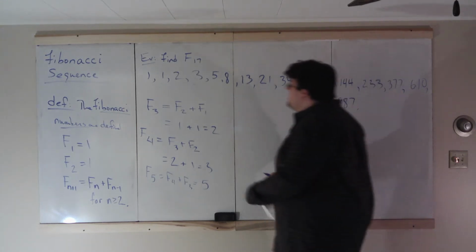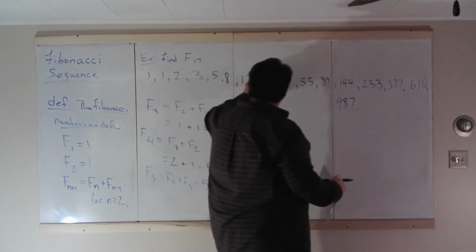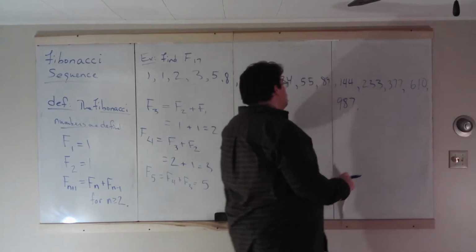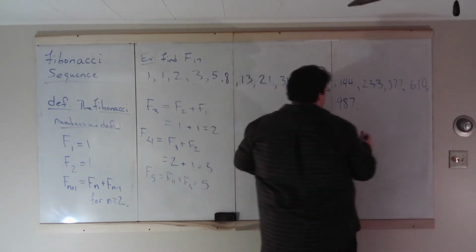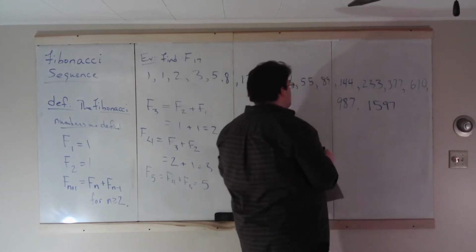Is that enough? How many? We need F17. 1, 2, 3, 4, 5, 6, 7, 8, 9, 10, 11, 12, 13, 14, 15, 16. So the next one is 17. The next Fibonacci number is 1597.